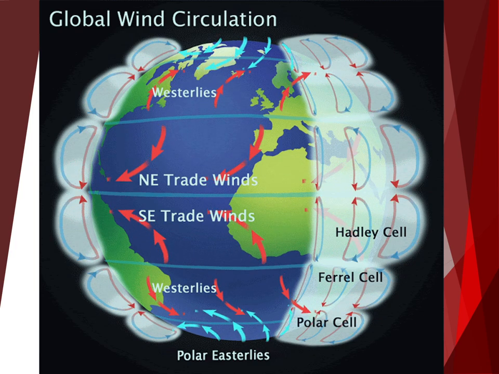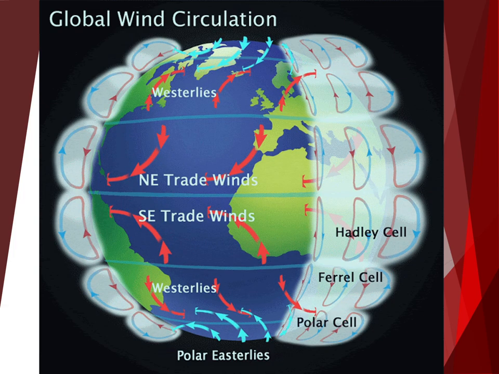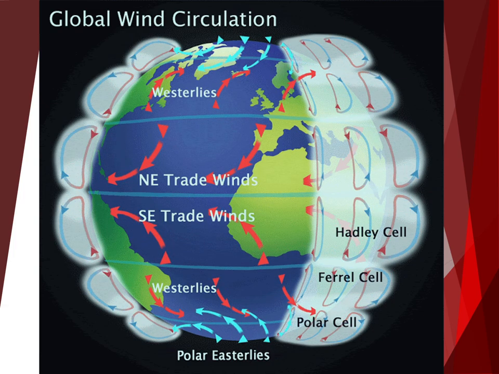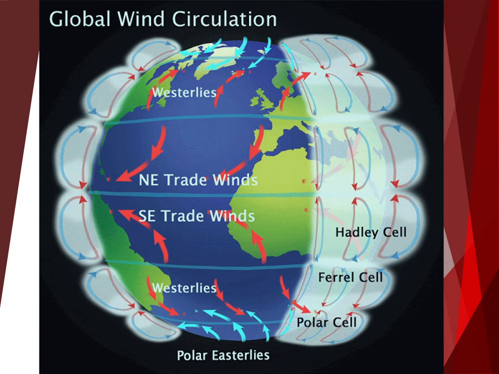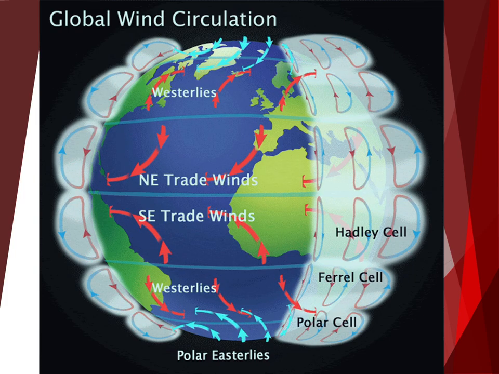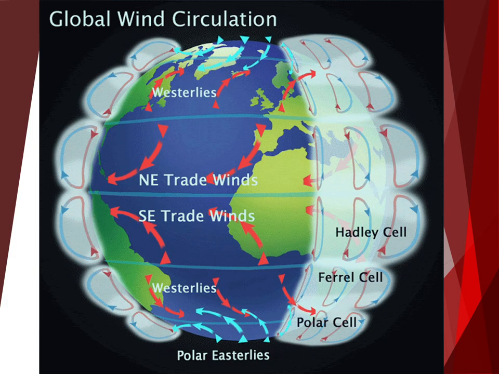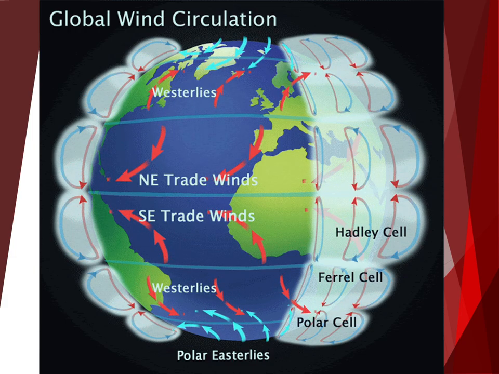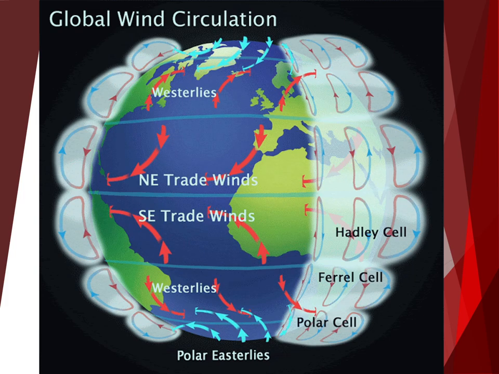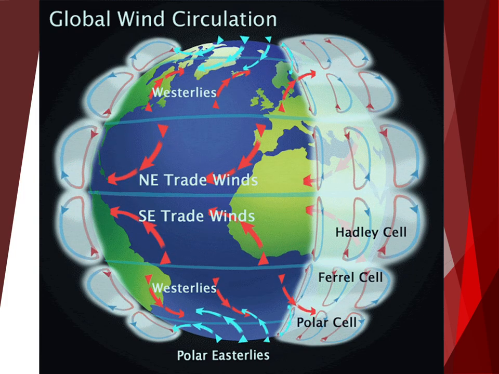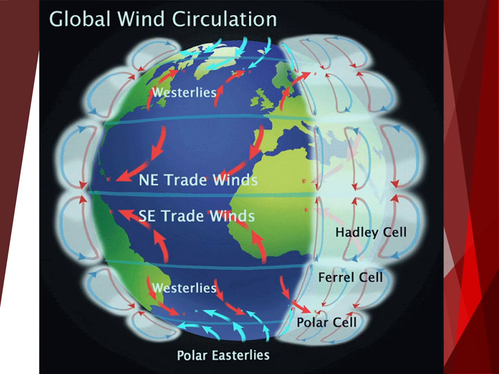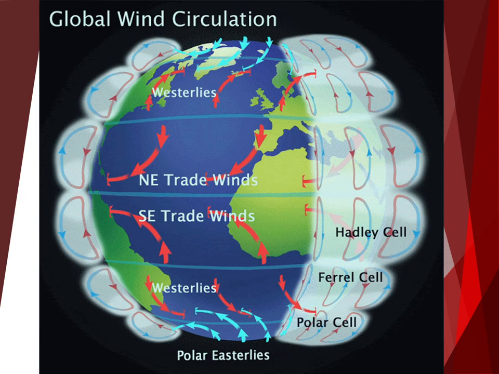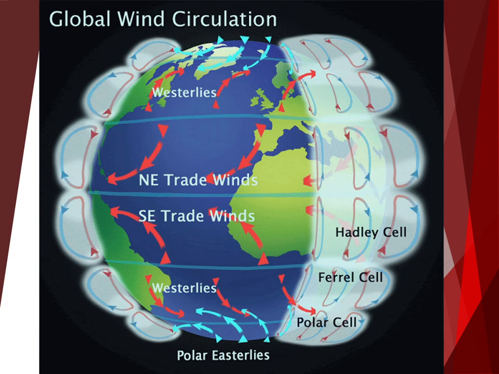This cycle of rising and sinking air forms convection cells, moving warm air away from the equator and cold air away from the poles. Global bands of air pressure form at the equator, which is low pressure, 30 degrees, which is high pressure, and 60 degrees, which is low pressure, and then 90 degrees, which is high pressure at the north and southern latitude.